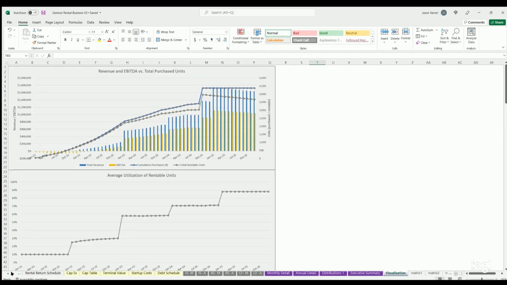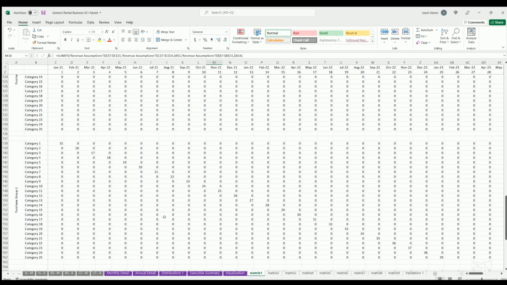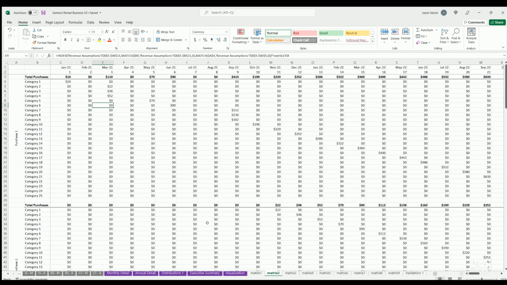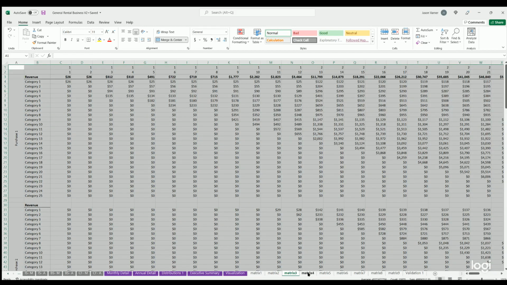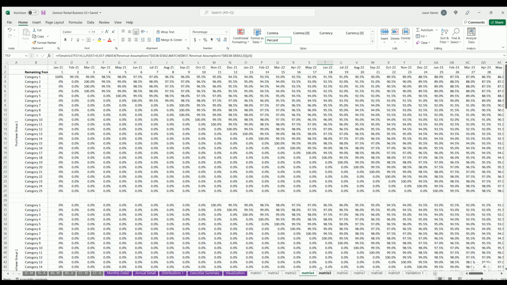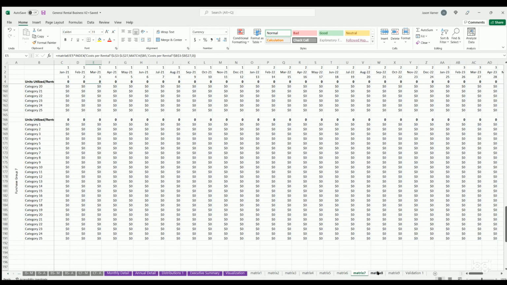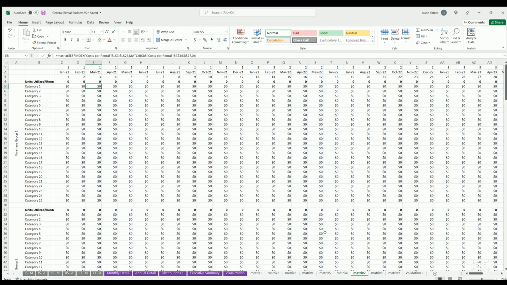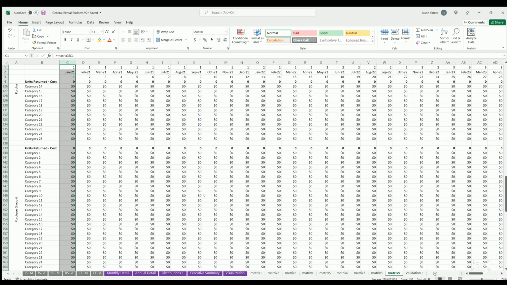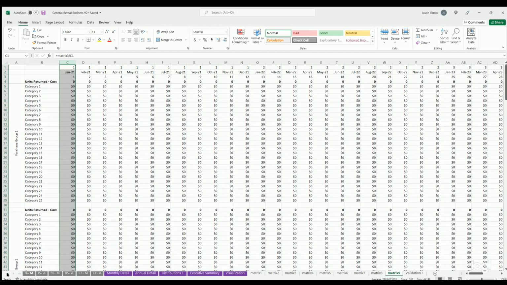And then how all the magic happens is all these matrix tabs. This is how to make everything dynamic, and there's a lot of stuff going on here to make the assumptions be able to work like they do. So this took a lot of time when I first built it. It's super valuable though, and it all works flawlessly.